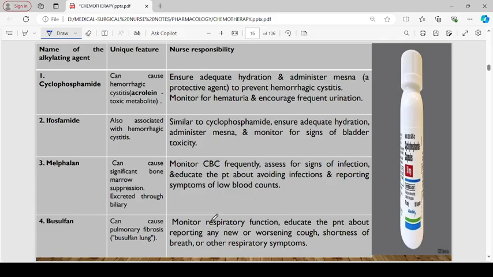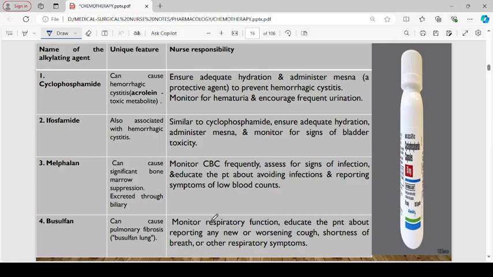You ensure adequate hydration and administer a protective agent to prevent hemorrhagic cystitis. Number two, you also need to monitor for hematuria and encourage frequent urination so that you ensure that the patient is under observation. All right.